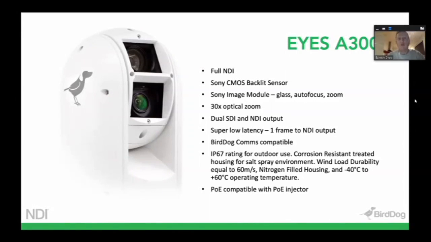Then we've got the A300, which is similar to the A200 in that it's an all-weather camera that's outside. It's actually got a nitrogen-filled housing to stop it fogging up. So there's no oxygen inside the housing. It's nitrogen, so it can't fog up. And this is more designed for fixed installations in harsh environments. It's got a wind category rating that will withstand a Category 4 hurricane. And again, it's got the Sony CMOS backlit sensor and Sony image module for really high quality pictures.